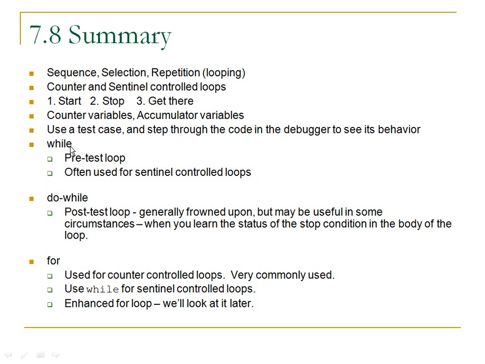So we looked at the while loop, which is a pre-test loop, and it's often used for Sentinel-controlled loops. We looked at the do-while loop, which is a post-test loop, and it's generally frowned upon, but it might be useful once in a while. And then we looked at the for loop, which is used for counter-controlled loops, and it's very common, so we're all going to have to get used to using the for loop. But we'll use the while for counter-controlled loops.